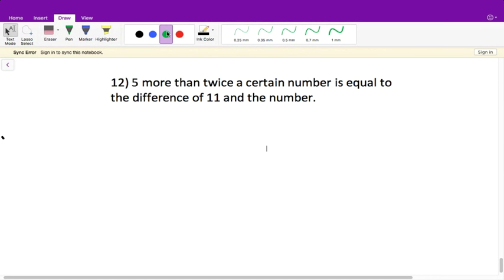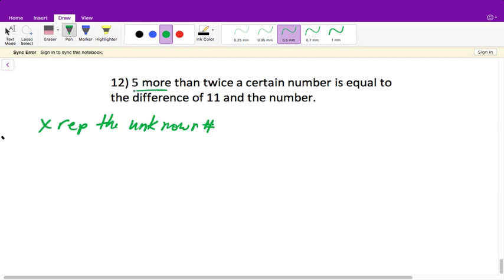So for number 12, 5 more than twice a certain number is equal to the difference of 11 and the number. All right, so once we have a certain number we don't know, we need to write our variable. So my variable is going to be x, and I'm going to say it represents the unknown number. Right, so you need to define your variable.